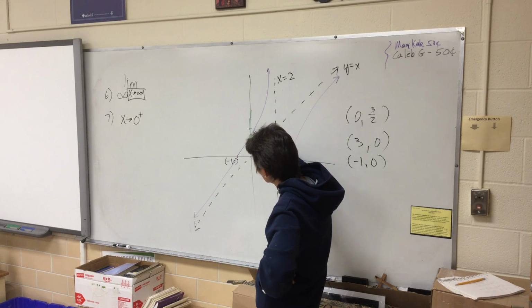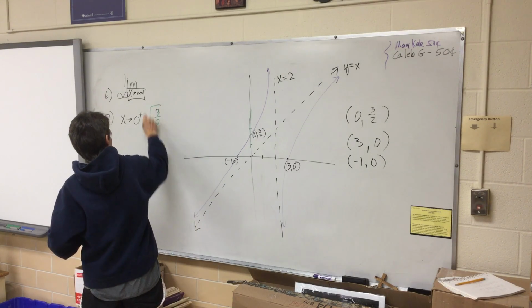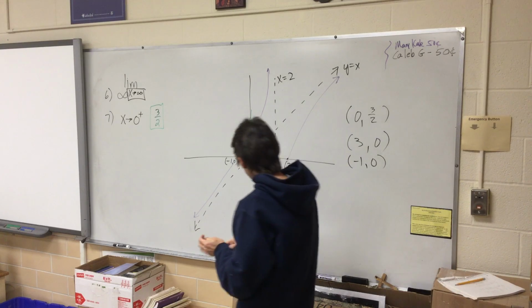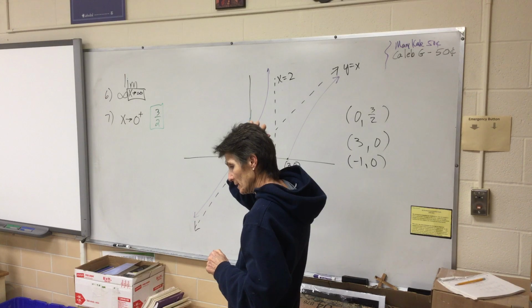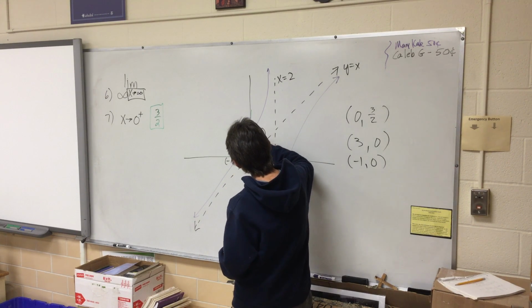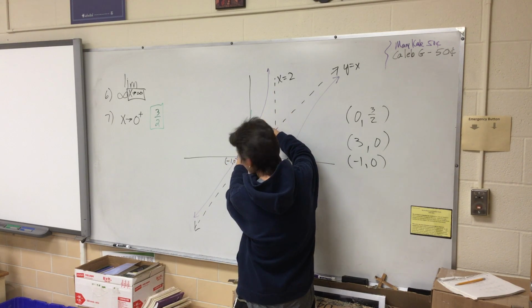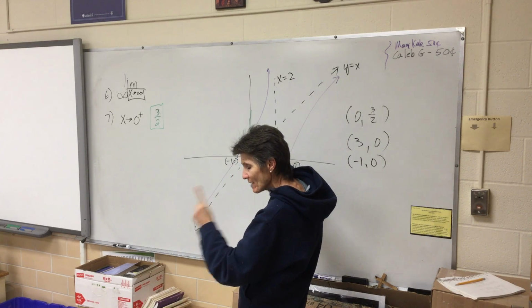It goes to 3 halves. The answer to the question is 3 halves. The limit is 3 halves. Even if you're confused by this, I just told you: limits are y values, and when you have a point, which is exactly what we have right there, no matter which side you come at it from, the limit is the same, because there's one y value there.